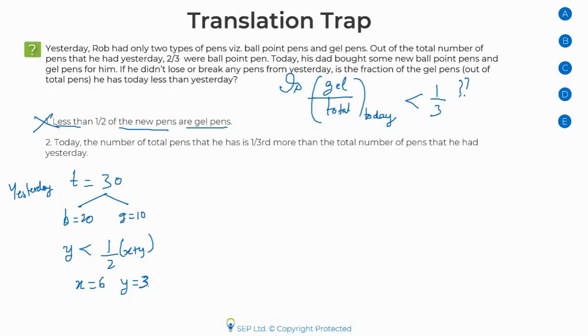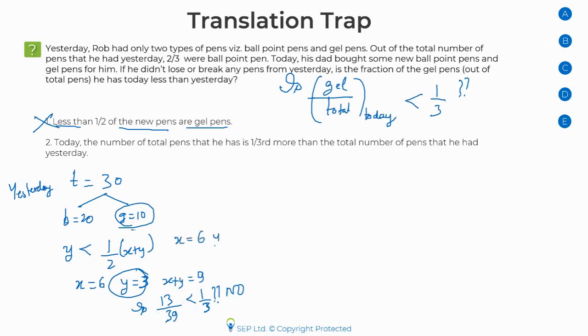So how many new pens did you add? You added 9 new pens. What is the number of gel pens? 10 plus 3, 13. What is the question? Is 13 upon 39 less than 1/3? Clearly no. It is equal to 1/3. So that's a no. I am sure you will understand how to get a yes.